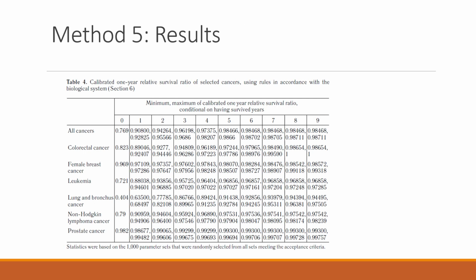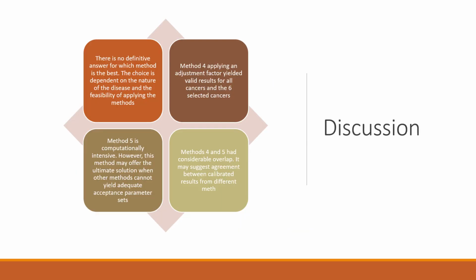Results of Method 5. Under the fewest assumptions, we obtained the calibrated results for all types of cancers. The range of calibrated 1-year relative survival ratios reduced over time. The 1-year relative survival ratios at year 1 and 2 for leukemia, lung and bronchus cancer, and non-Hodgkin lymphoma cancer were rather large.